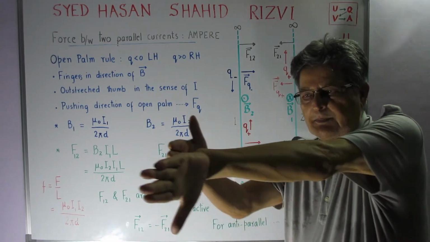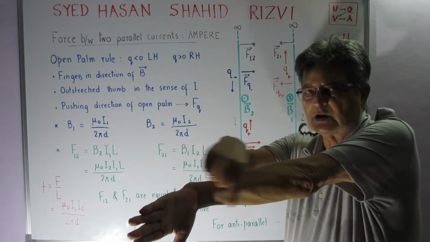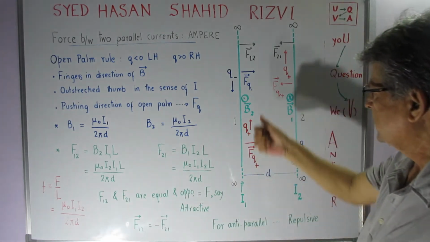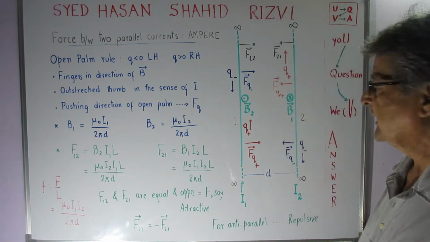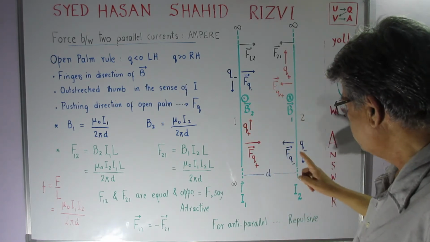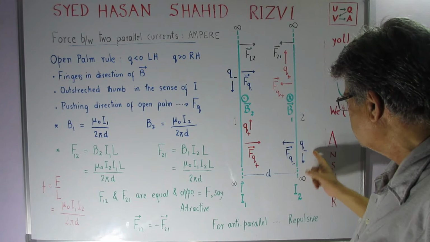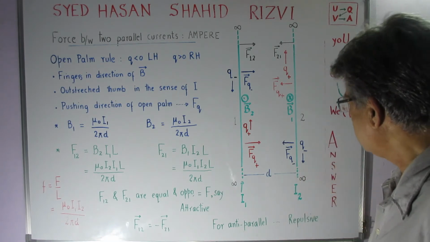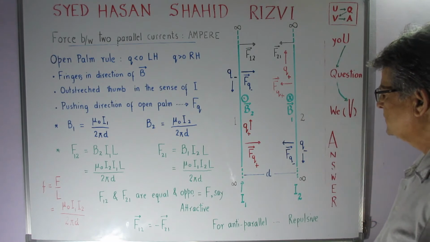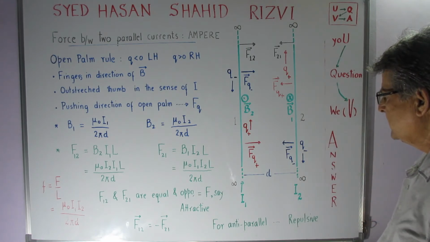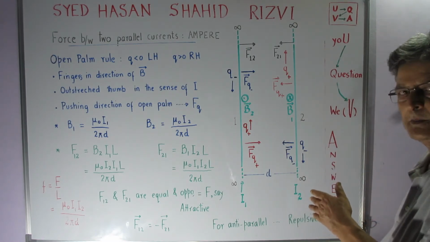Then what happens is that the pushing direction of the palm is like this. So the negative charge also gets a push towards the second wire. And similarly, in this case, I have taken a negative charge. So what is the magnetic field here? The magnetic field is into the board.